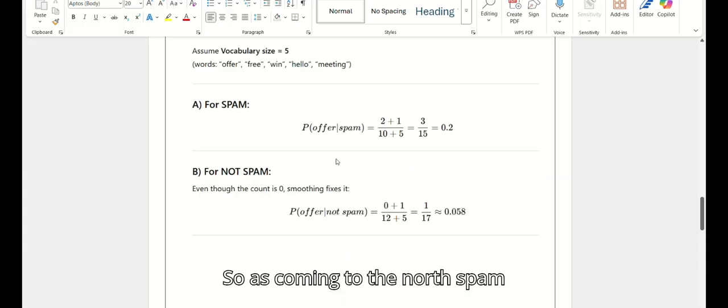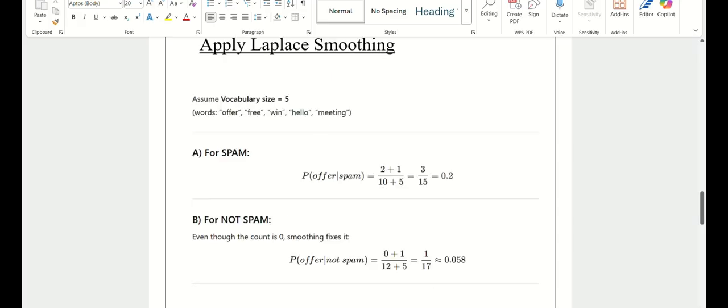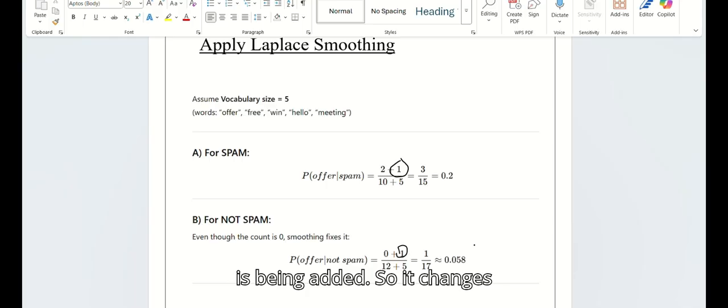Coming to the not spam scenario, even though the count is 0, the smoothing fixes it: the probability of offer given not spam is equal to 0 plus 1. So we can observe that in the above case and here, the 1 is being added. So it changes the whole scenario. We observe that if the 1 is added and the probability is calculated, we therefore receive a value.